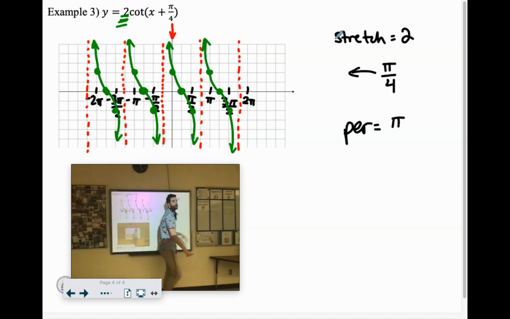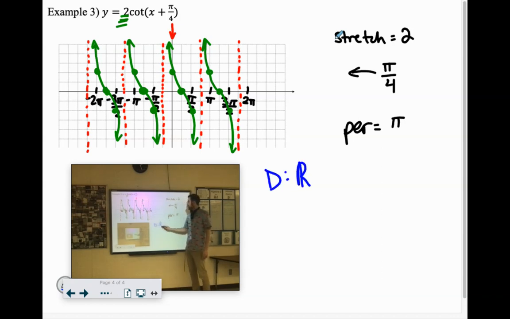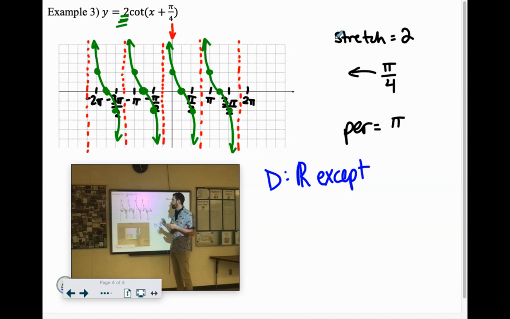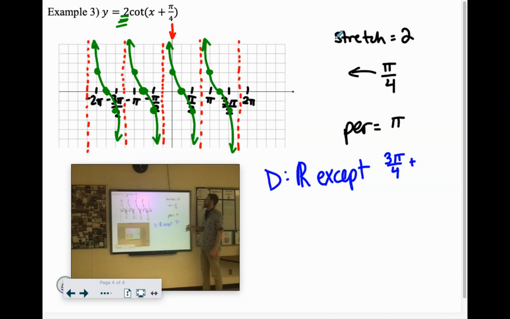Okay, let's talk domain and range. Domain: all real numbers, except we pick one of the asymptotes. So we could pick negative pi over 4. We could pick 3 pi over 4. It doesn't matter. Let's say we pick 3 pi over 4, because there's an asymptote there. Plus, the period is pi. We just have k times pi, where k is an integer.